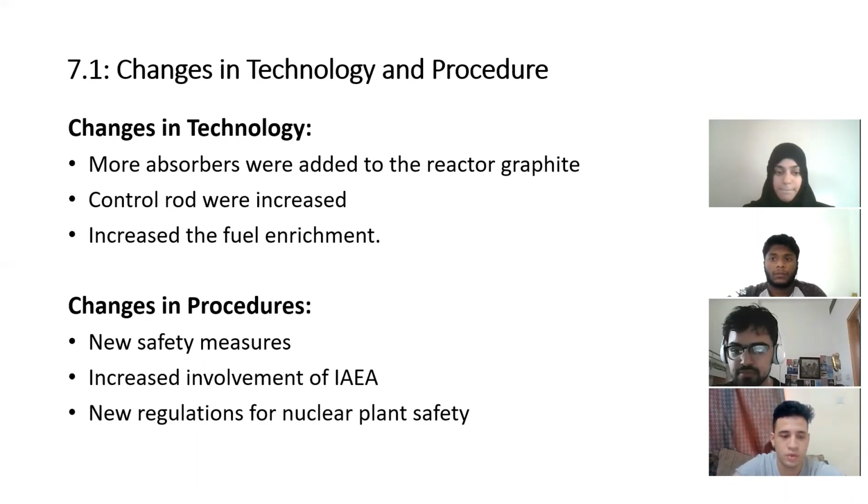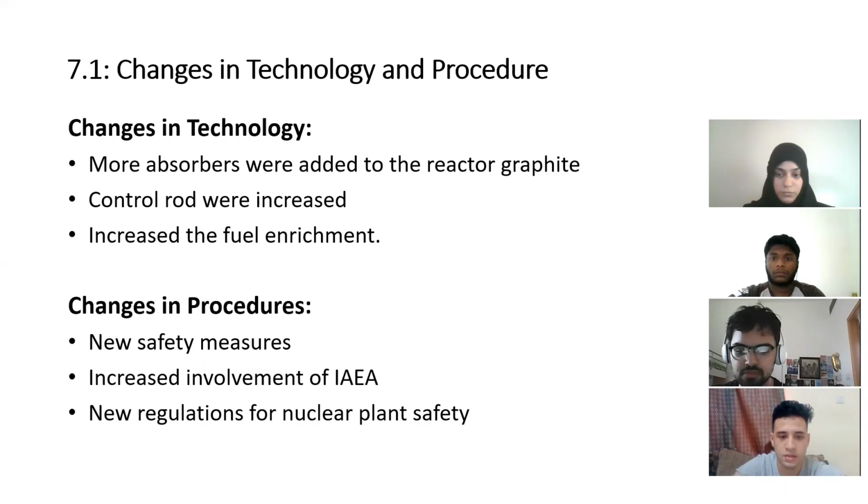To move on, the changes in procedures. After this disaster occurred, many new laws and measures were taken to make sure such disasters cannot take place again. The IAEA were given the responsibility to take care of the nuclear instruments. They have established a peer review system in which countries can discuss with experts and take advice about the design, safety measures, emergency preparedness, and response.